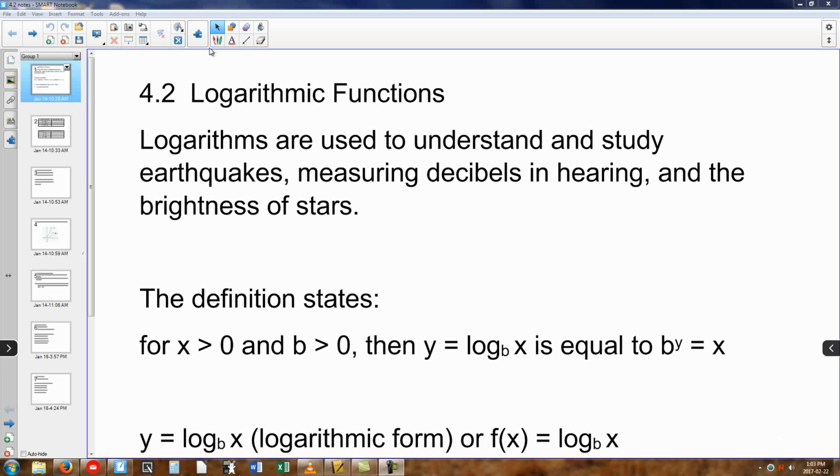Okay, today we're working out of 4.2, and in 4.2 we're going to start studying logarithms and what we mean by a logarithmic function. Logarithms are used all over the world to study things like earthquakes, decibels in hearing, brightness of stars, a lot of things that honestly their magnitude is quite large, and so we want to quantify it maybe a different way, shrink that number down a little bit, and logarithms can help us understand that. When we're talking about exponential growth, logarithms can help shrink those values down a little bit, or help us understand those values a little bit better.